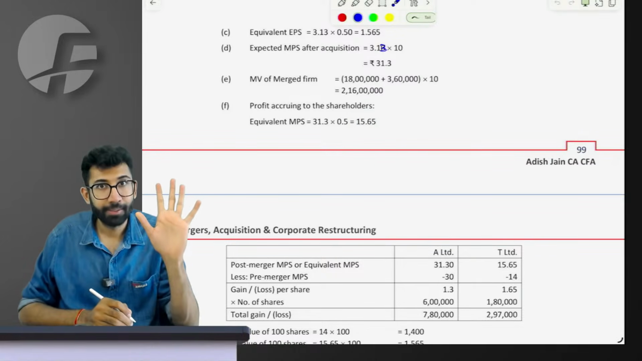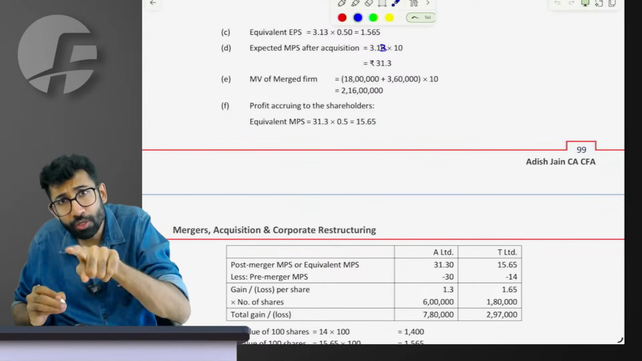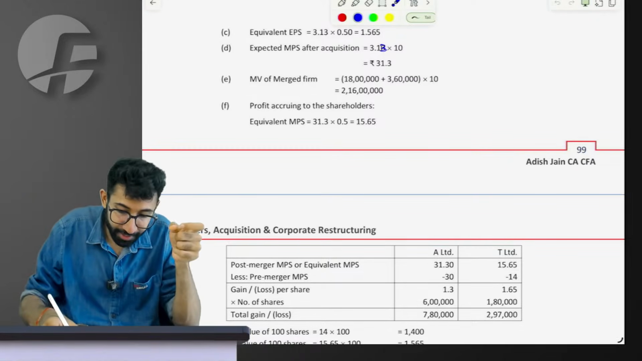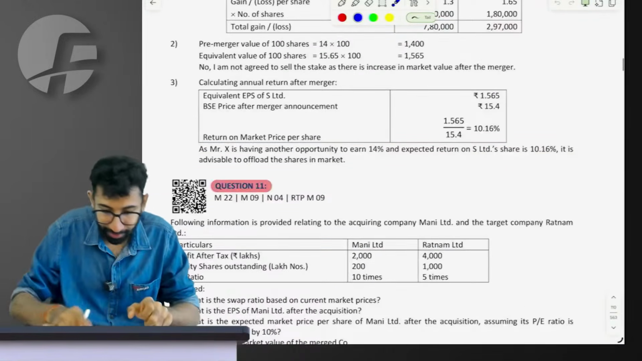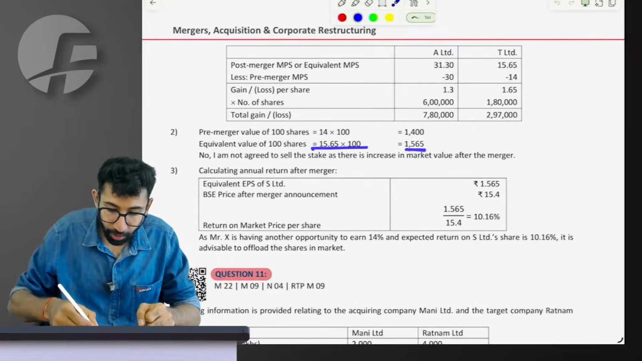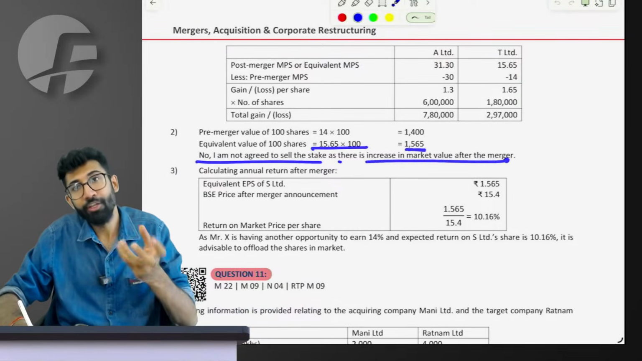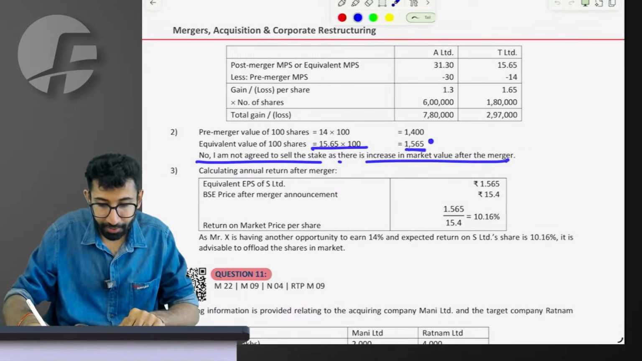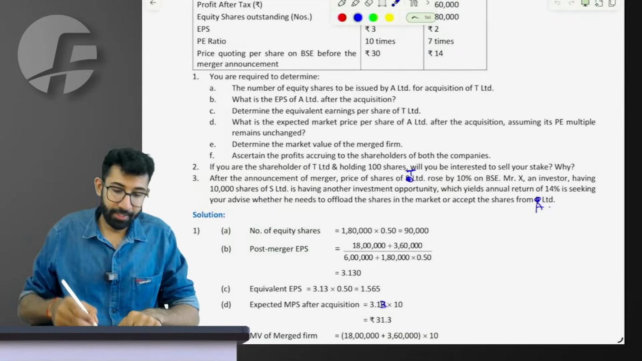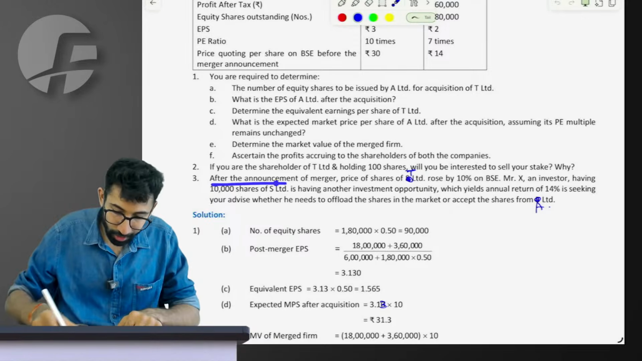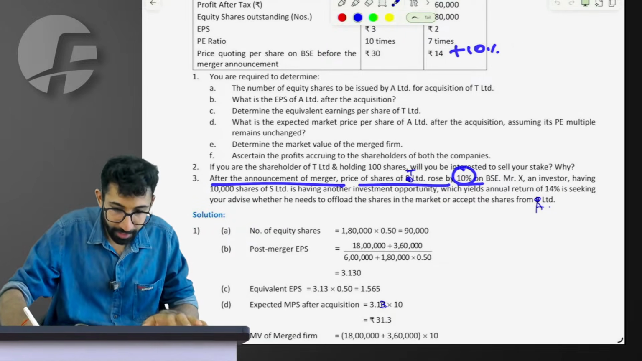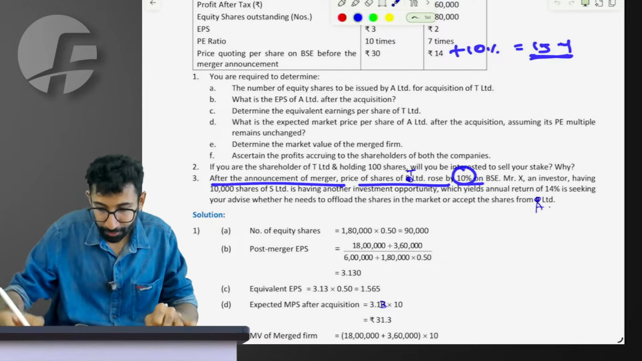15.65. Do you agree? On your old share of 14 rupees, what you get in the new company is an equivalent value of 15.65. So on your 100 shares, the value you get is 1565, which is why you don't agree to sell the shares; you rather wait to get acquired so that your value increases to 1565. Second part, could I explain? Third part, after the announcement of the merger, the price of T Limited rose by 10%. So 14 plus 10% gives me 15.4 as the price.